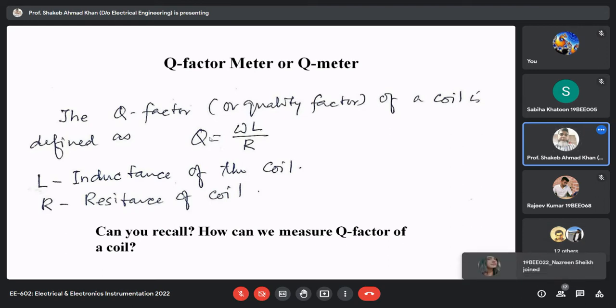एसी ब्रिजेस में हमने ये पढ़ा था. I don't know what you study. You have given sessional test also. So you have gone through all those topics also. So in AC bridges, the bridges which are used for measurement of inductance, those bridges can be used for direct measurement of quality factor of a coil.